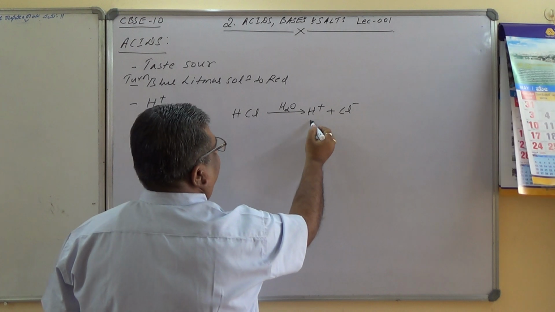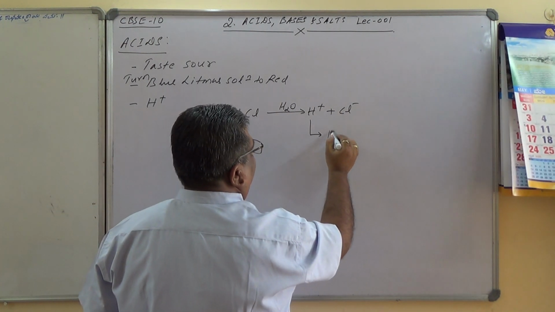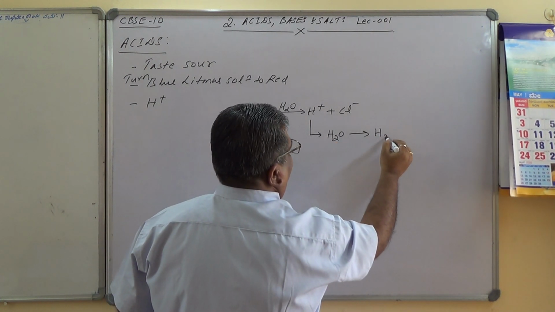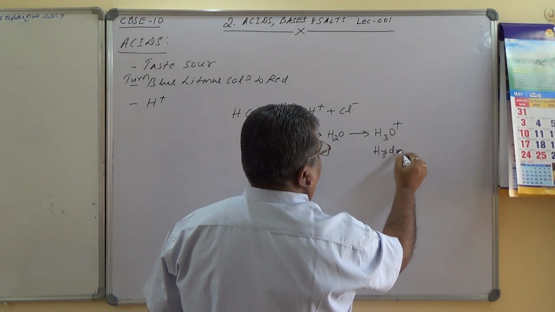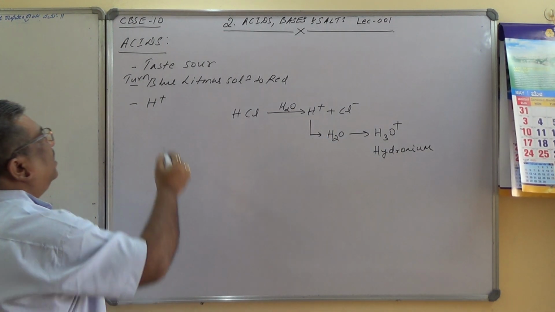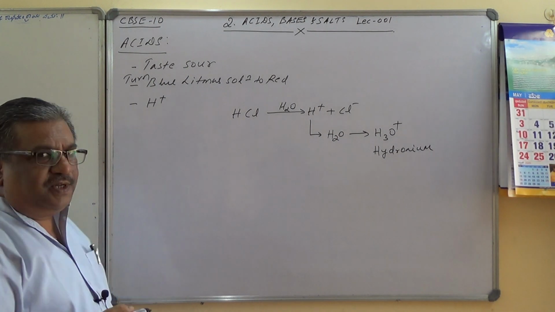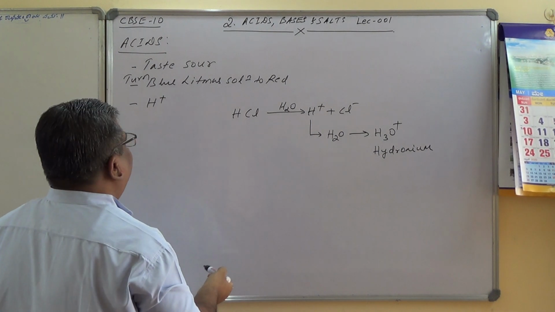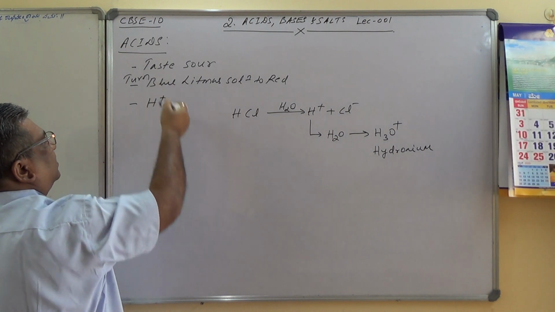Now, this H plus ion, being unstable, cannot remain as it is. It will again react with water to give the H3O plus ion. This ion is called the hydronium ion. So, acids are the substances which release H plus ions as the only positively charged ions in aqueous solutions. Aqueous solutions means in the presence of water being the solvent there. Okay. So, these are the three ways in which acids can be defined.